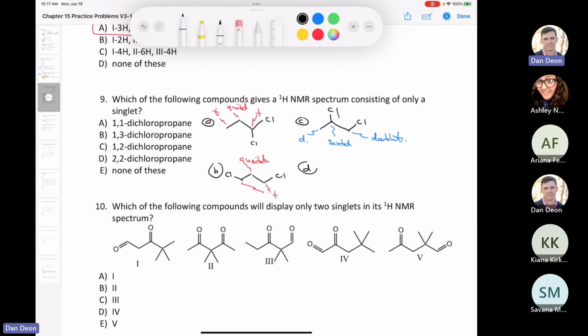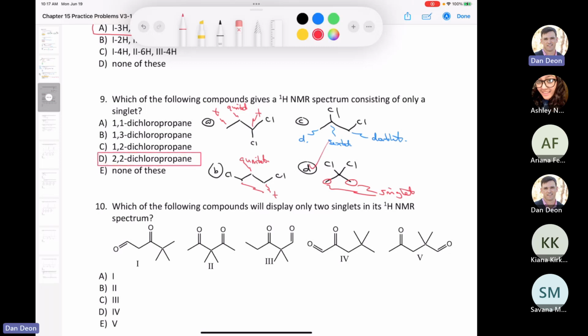And then in D, this better be the right answer. It's 2,2-dichloropropane. Well, yes. Both of these are chemically equivalent, and they're just going to give you a singlet because they're not split by any protons. And so the answer is D.